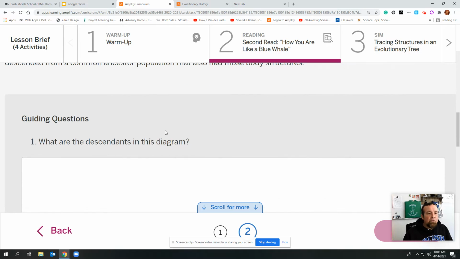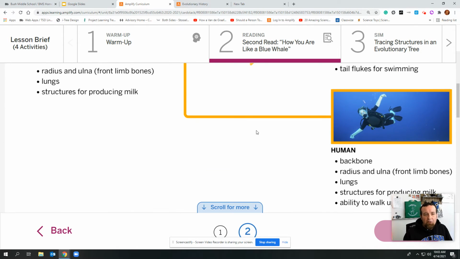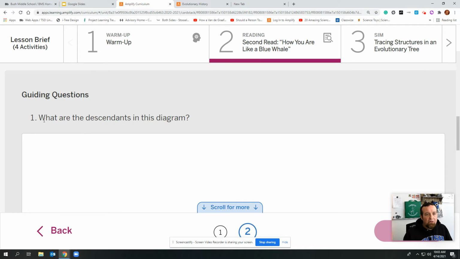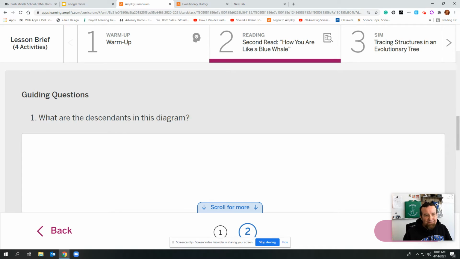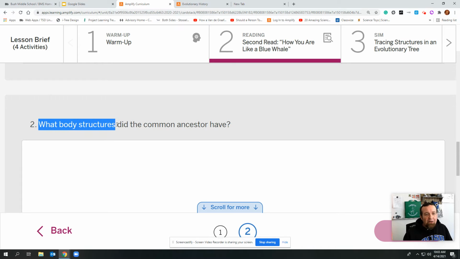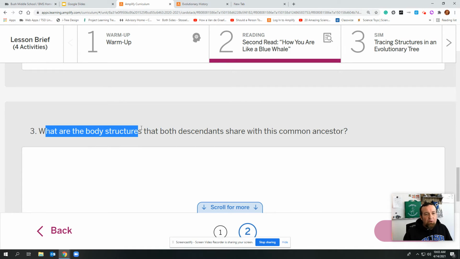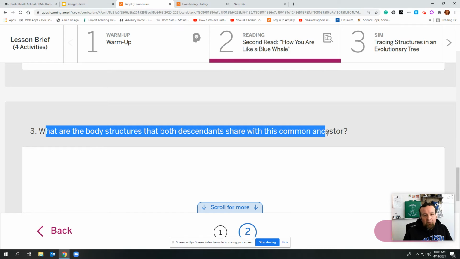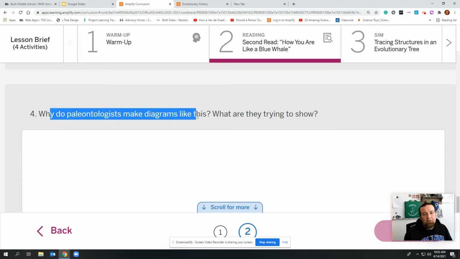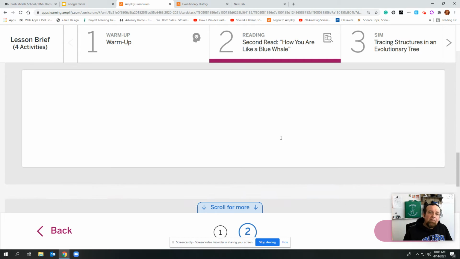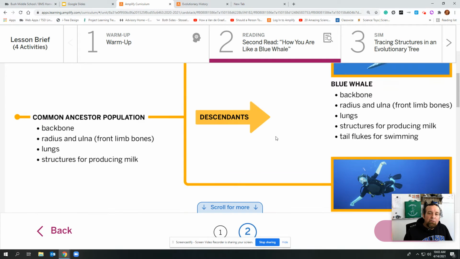So now we're going to go through and use this diagram up here to answer these questions. What are the descendants in this diagram? If you missed it, rewind the video. What body structures did the common ancestors have? What are the body structures that both descendants share with this common ancestor? Why do paleontologists make diagrams like this? What are they trying to show? And for that last question, I'll talk you through it.